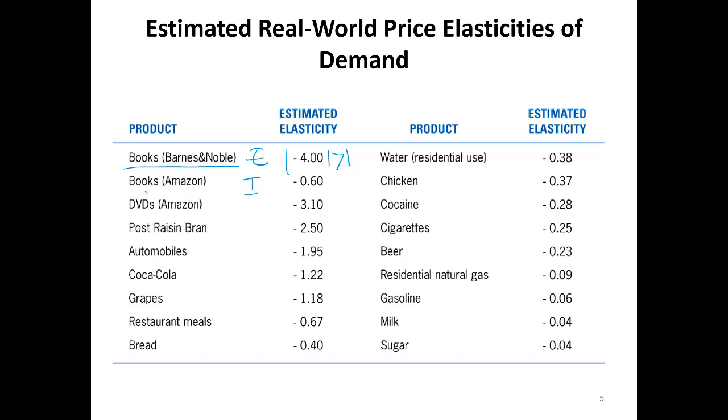Why? It doesn't have many substitutes. Amazon is the cheapest book supply. Yes, it has Half Price Books or eBay, but not many. So this is less than 1, inelastic.